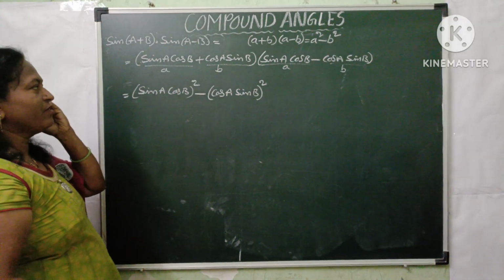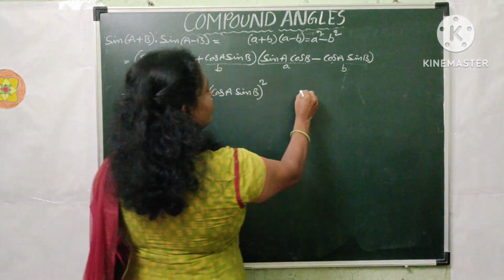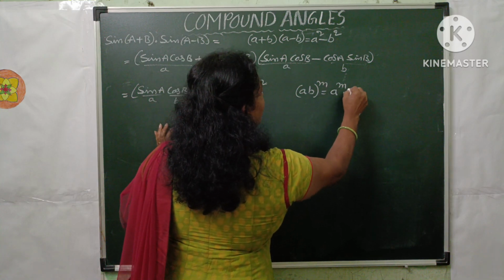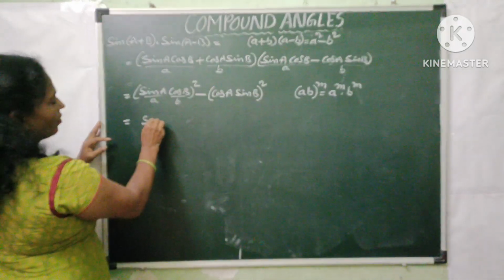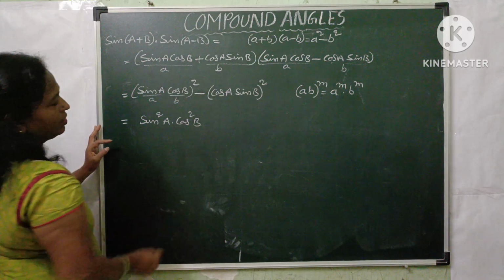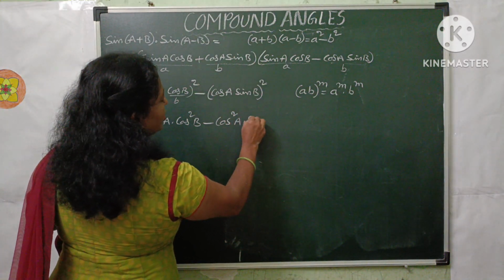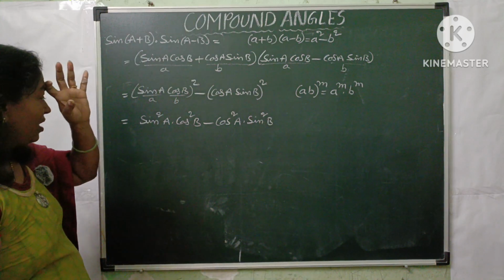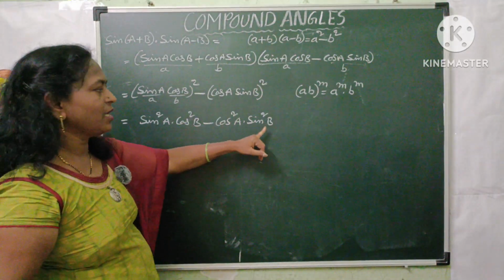This is also an algebraic form, a into b. Here the form is (ab) whole power m equals a power m into b power m. So here sin square a into cos square b minus cos square a into sin square b. Okay, right. Sin square a cos square b minus cos square a sin square b.